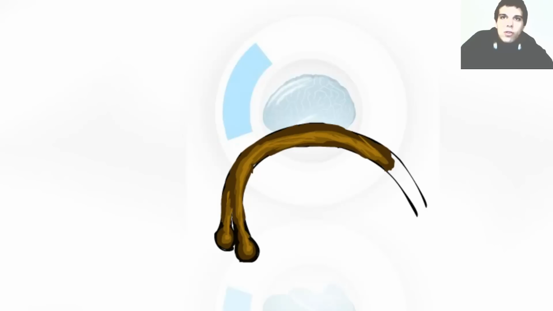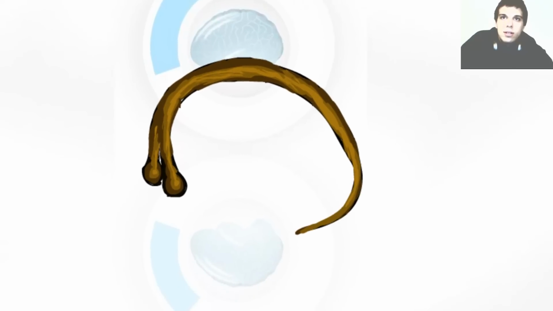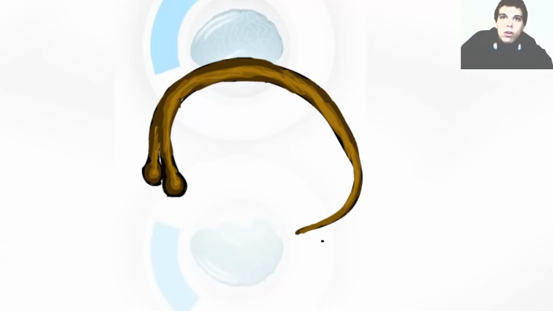Then comes the crus fornix and the fimbriae. So this was the crus and this was the fimbriae. Now think about it, it all goes all the way around. We said that the fornix is a bundle of nerve fibers. Fibers go in this direction.